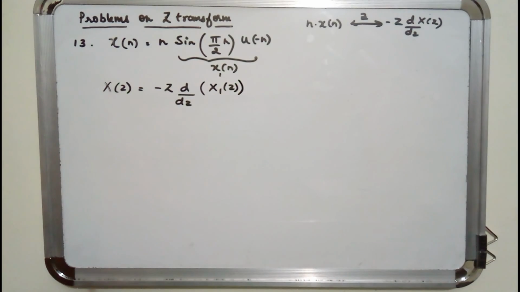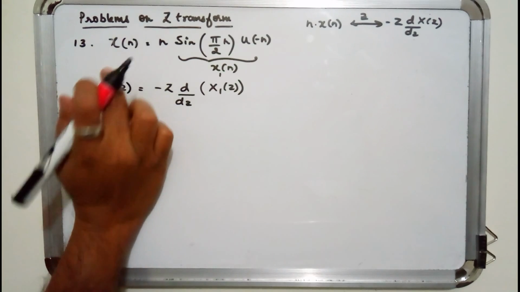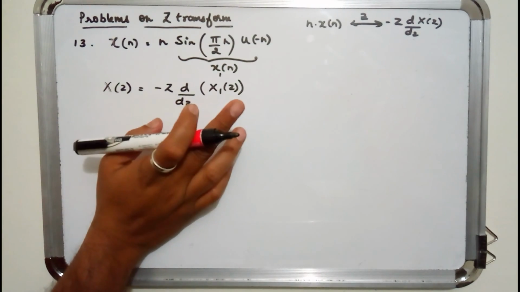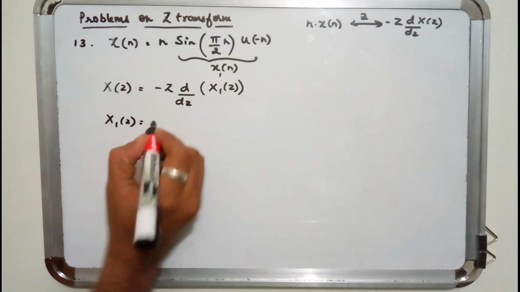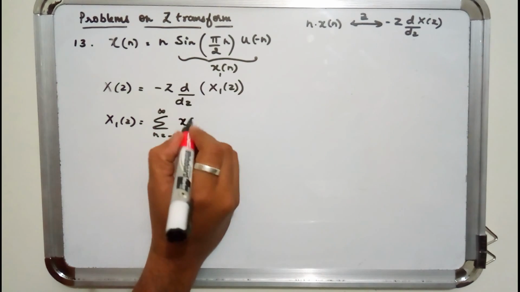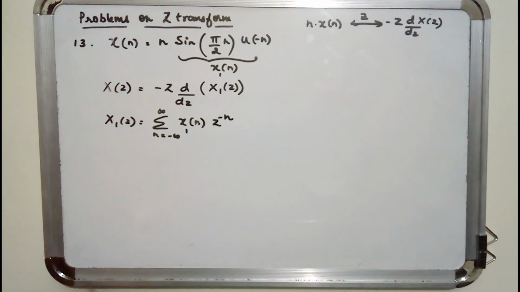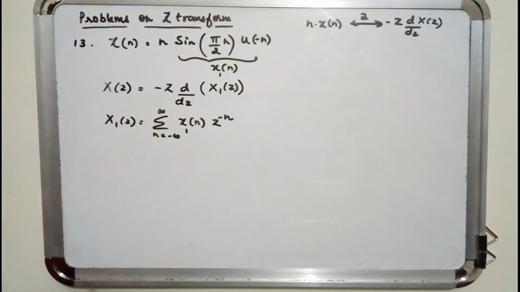So if this thing is clear to you, you can solve this problem easily. So the z transform of x of n is x of z, it is equal to minus z into d by dz of x1 of z. So what is x1 of z? I need to calculate. It is summation n is equal to minus infinity to infinity x1 of n into z power minus n. Now what is x1 of n? It is sine pi by 2n u of minus n.